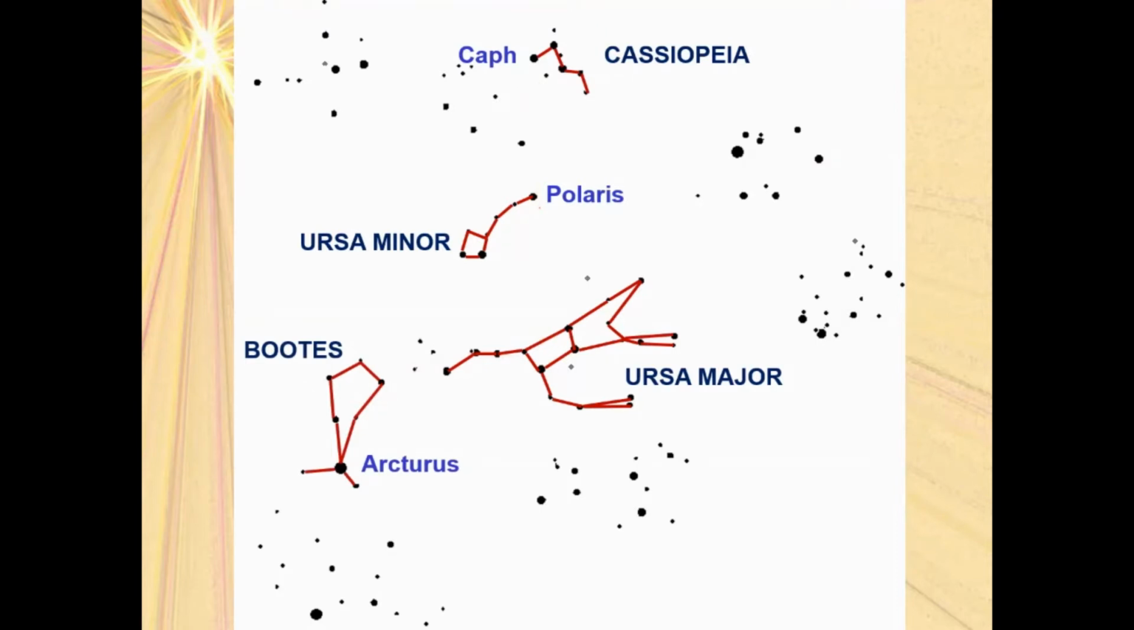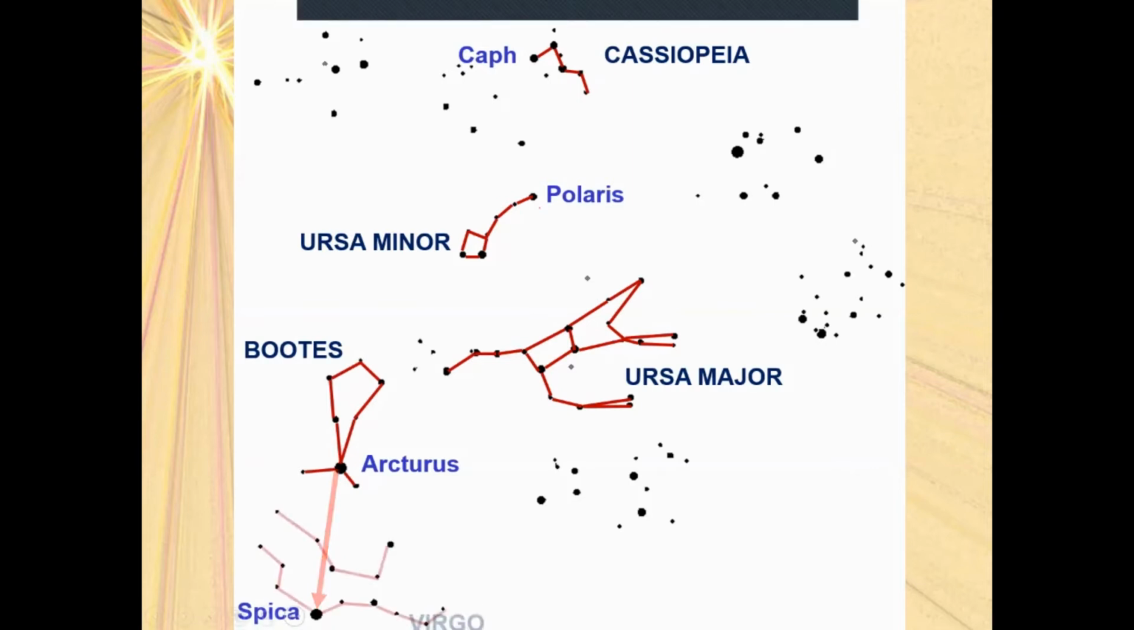Then once you arc to Arcturus, you can spike to Spica. All right, so arc to Arcturus and spike to Spica. Spica is the brightest star in the constellation Virgo.